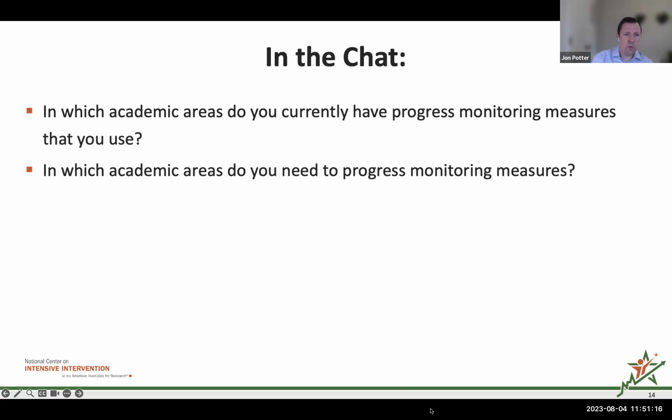All right, so just real quick, kind of pause here. In the chat, if you could just put in what academic areas you currently feel pretty good about progress monitoring. You have measures that you usually feel good about, and are there academic areas where you need progress monitoring measures? Maybe you have a gap in what you're using, but you need something. So what do you feel good about for progress monitoring academic-wise, and what maybe do you need some more measures for? So I'll pause there.